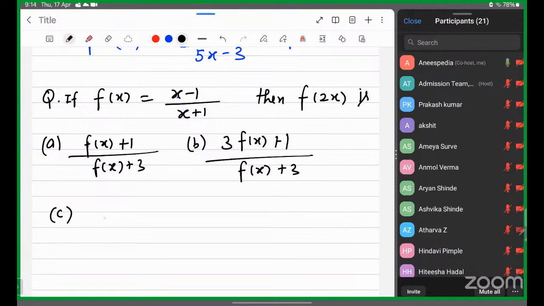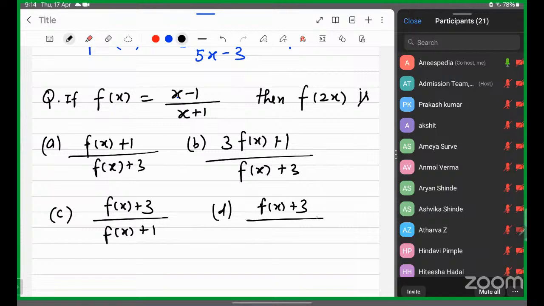C option is f of x plus 3 over f of x plus 1, and D is f of x plus 3 over 3 times f of x plus 1.